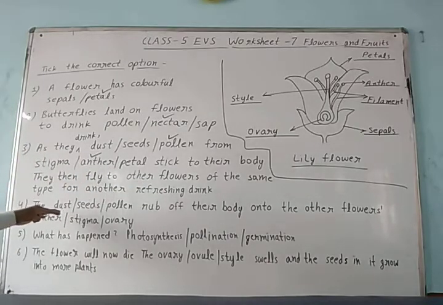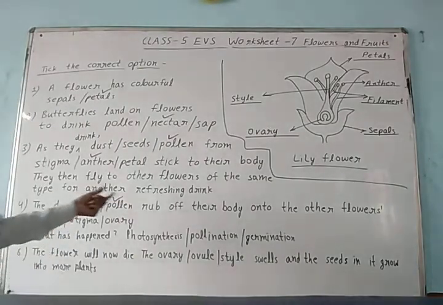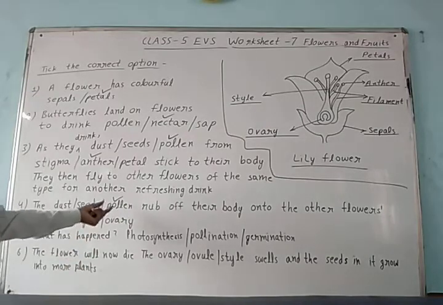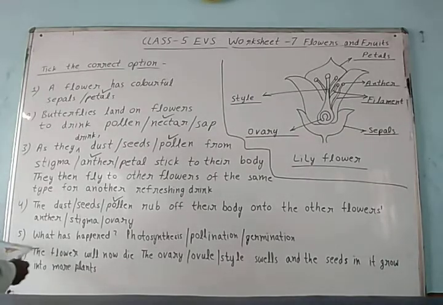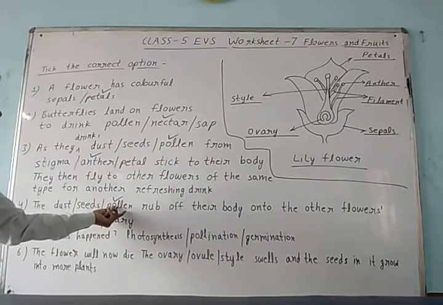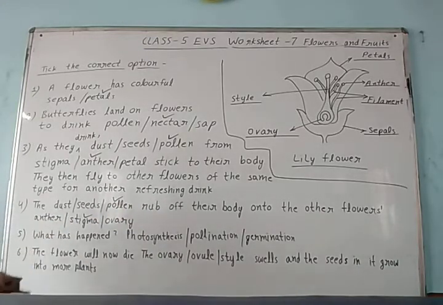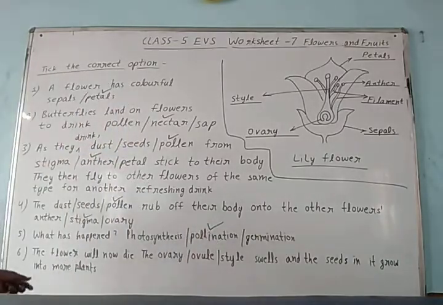Now, the pollen rubs off their body as they sit on other flowers for a refreshing drink. The pollen rubs off their body onto the other flower's stigma. What has happened, students? Pollination. The flower will now die.